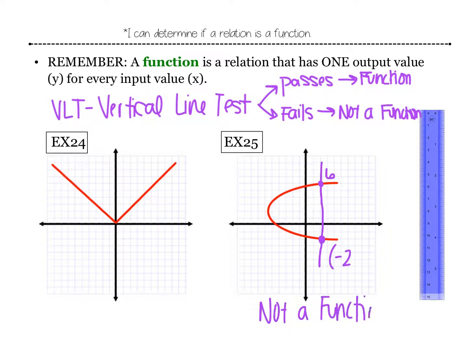Because as I run that vertical line across there, it touches two places, which means it fails. This one is a function, because as I run that vertical line across there, it does not touch in more than one place.